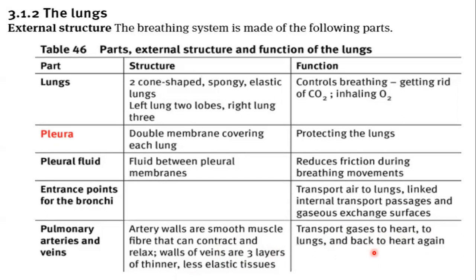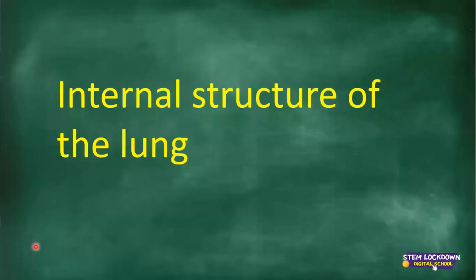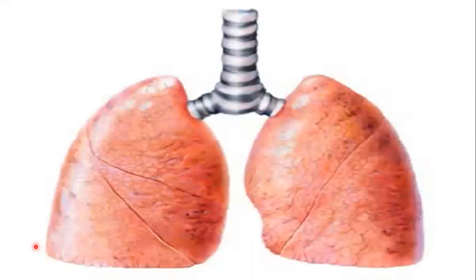So these are very important structures that you need to understand. Whenever you're asked about the external structure of the breathing system, you need to label the lungs, the pleural fluids, entrance points to the bronchi and pulmonary arteries and veins. Then the internal structure of the lungs.